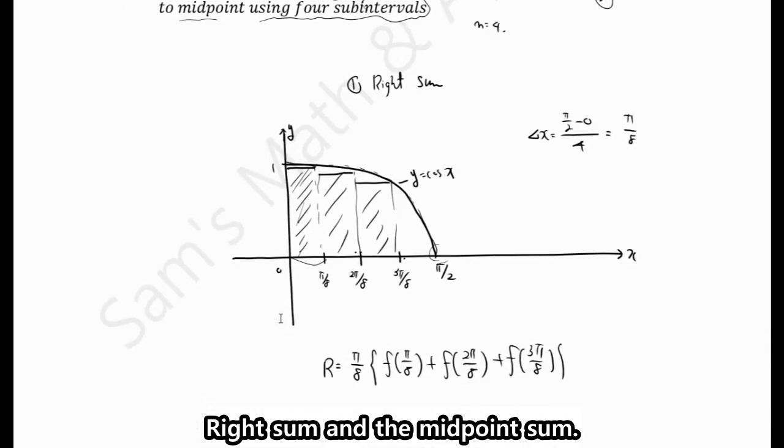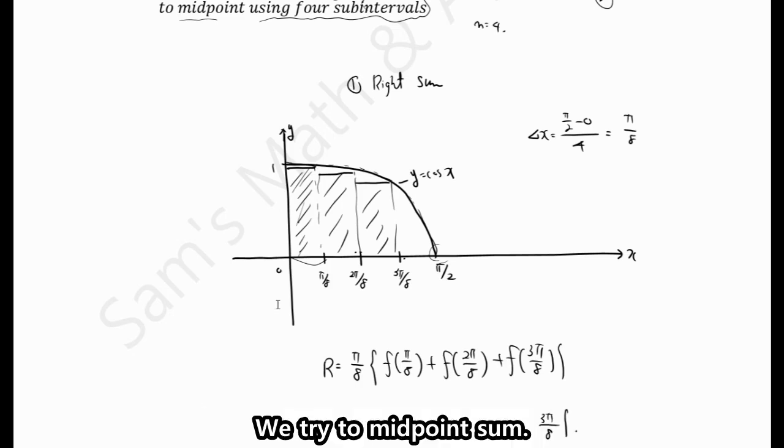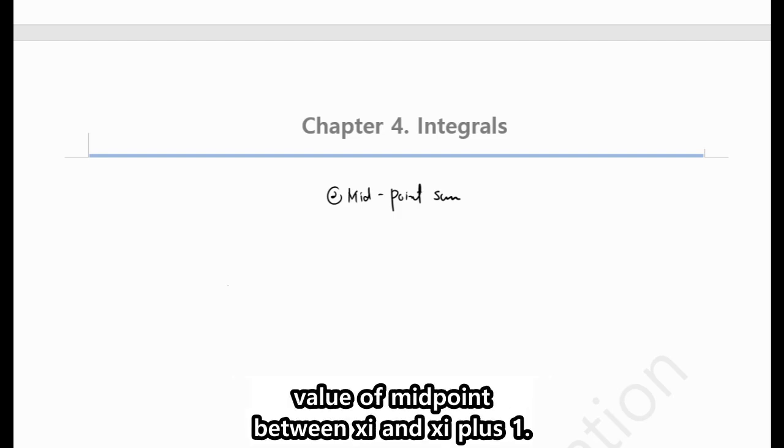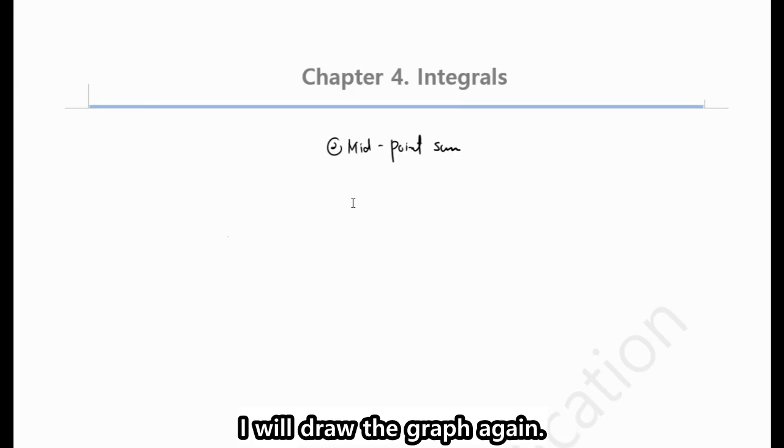Now the midpoint sum. We try the midpoint sum. What does midpoint sum mean? Midpoint sum means we select the height as the function value at the midpoint between x i and x i plus 1. I will draw the graph again.